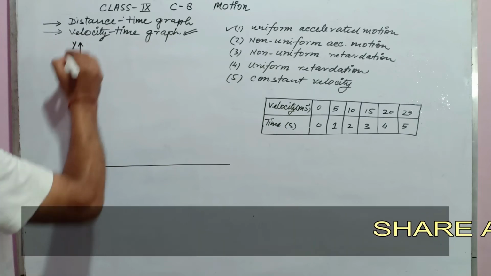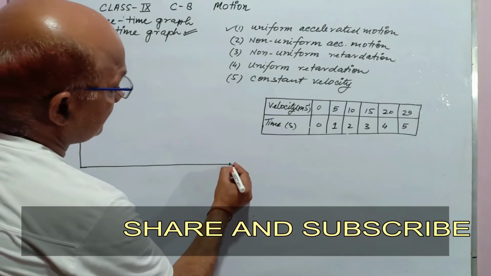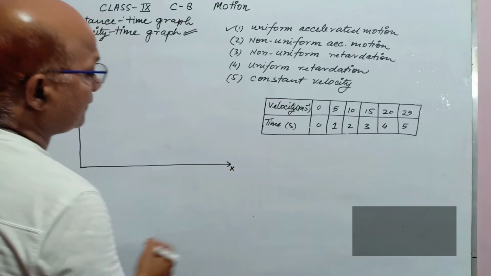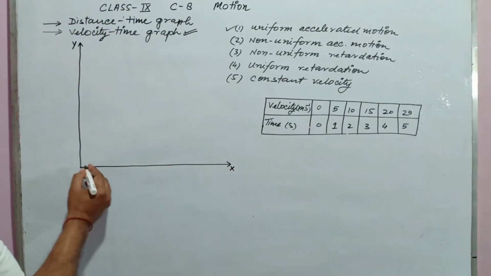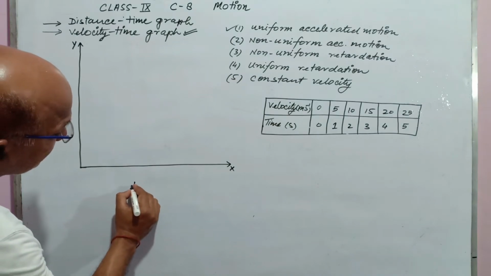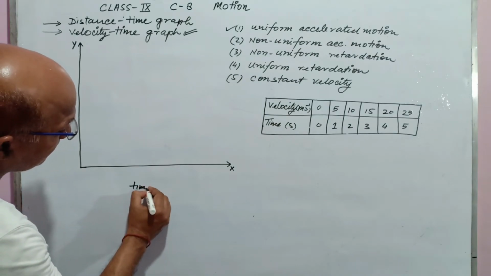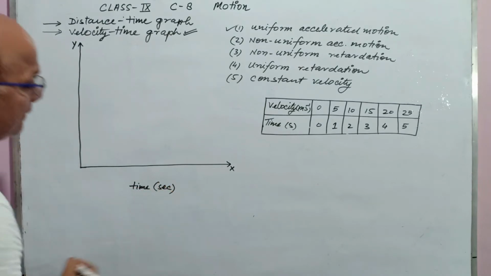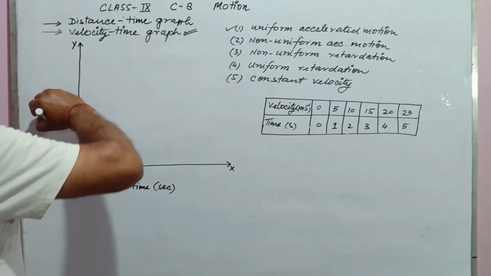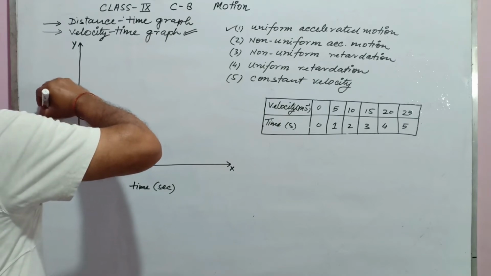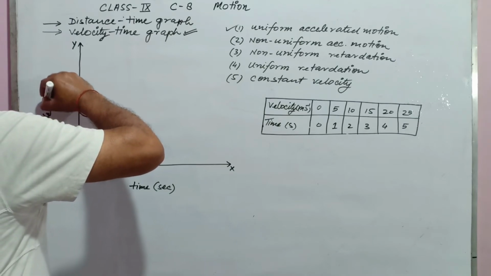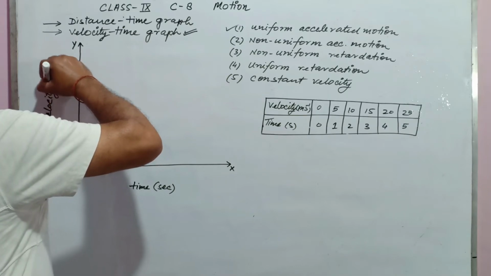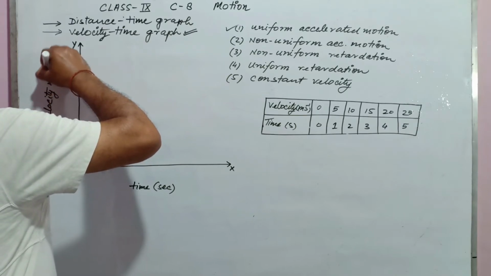This is the y-axis and this is the x-axis. On the x-axis we will take time in seconds. On the y-axis we will take velocity in meters per second.